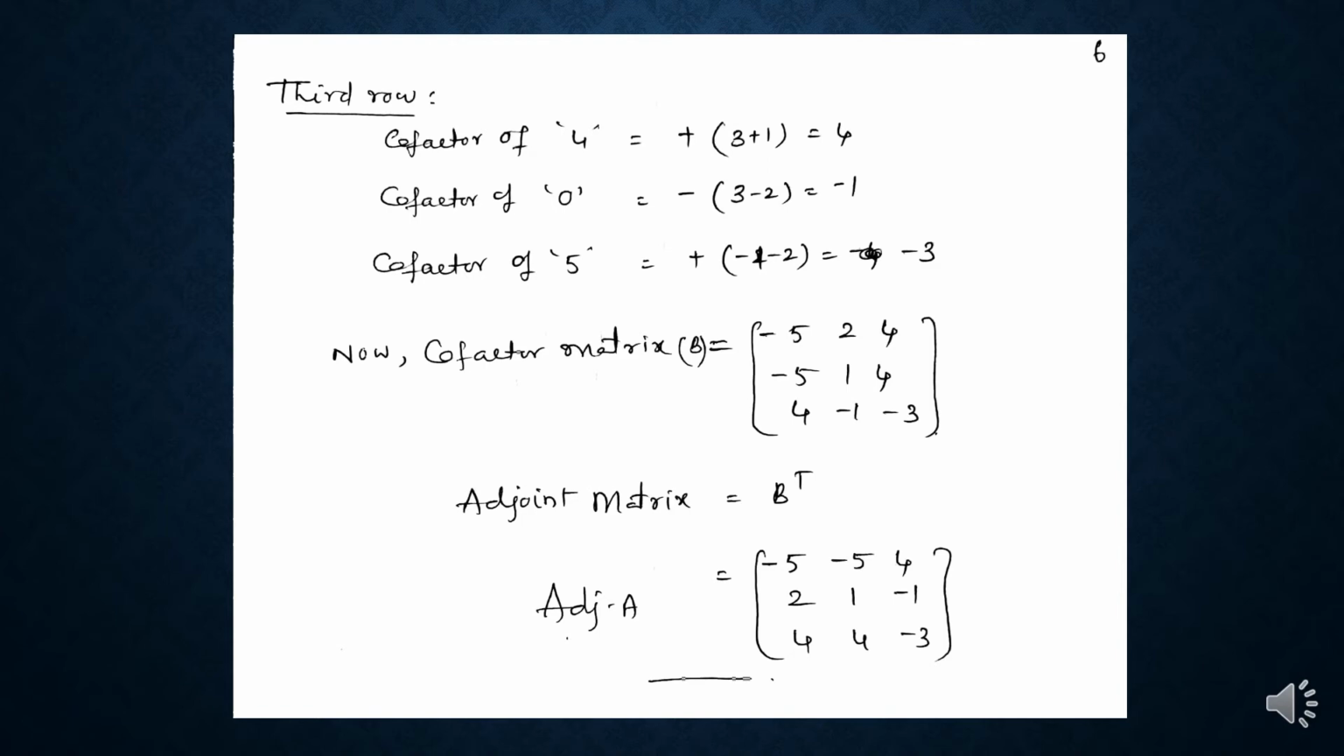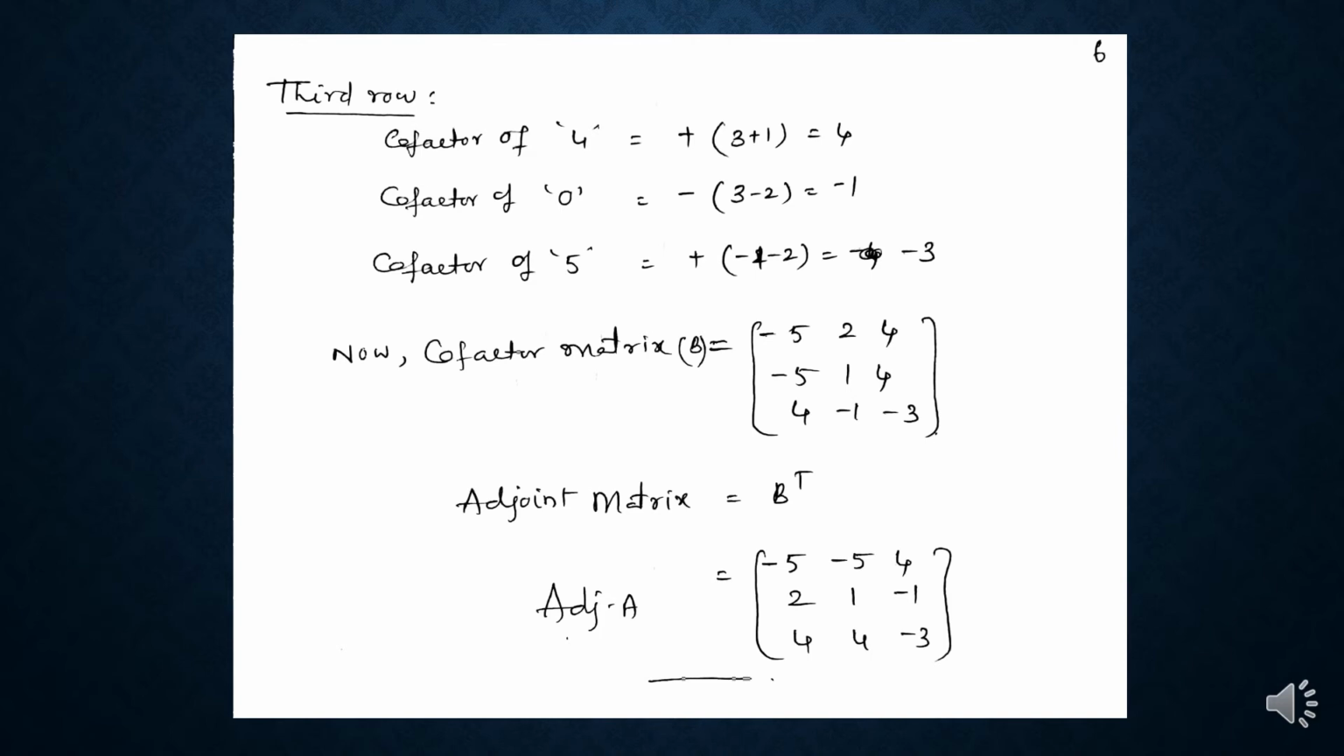Then by replacing the elements with their cofactors, we will get minus 5, 2, 4, minus 5, 1, 4, 4, minus 1, minus 3. So this is the cofactor matrix. It is denoted by B.